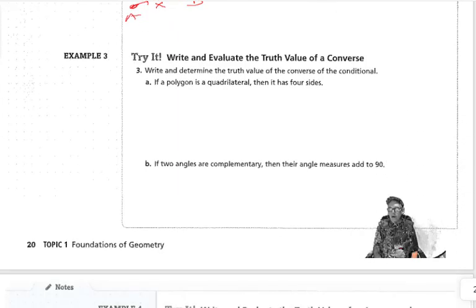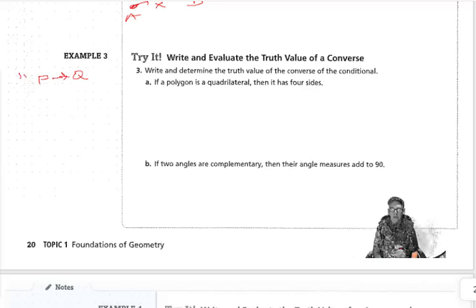Write and determine the truth value of the converse of the conditional. Now we haven't talked about converses yet, so let's quickly talk about the patterns that go with converses. I'm going to use a notation that we use a lot. The original statement is if P then Q. So we write it like this: P for hypothesis, Q for conclusion.